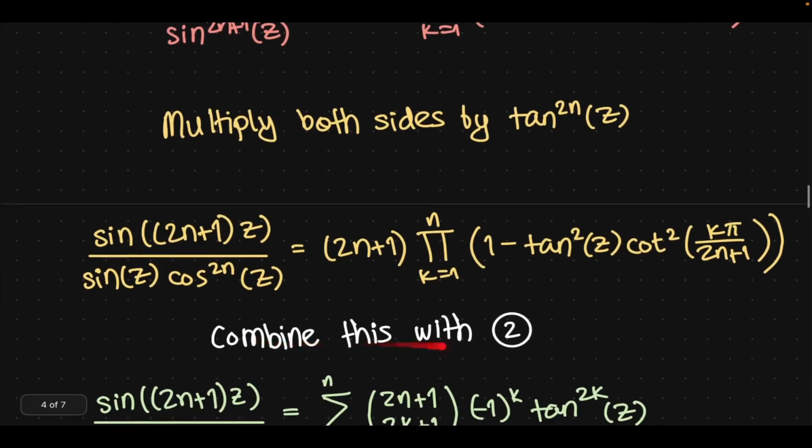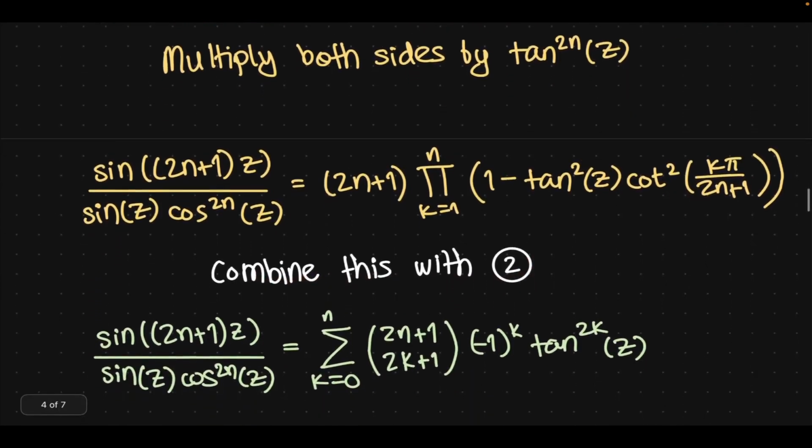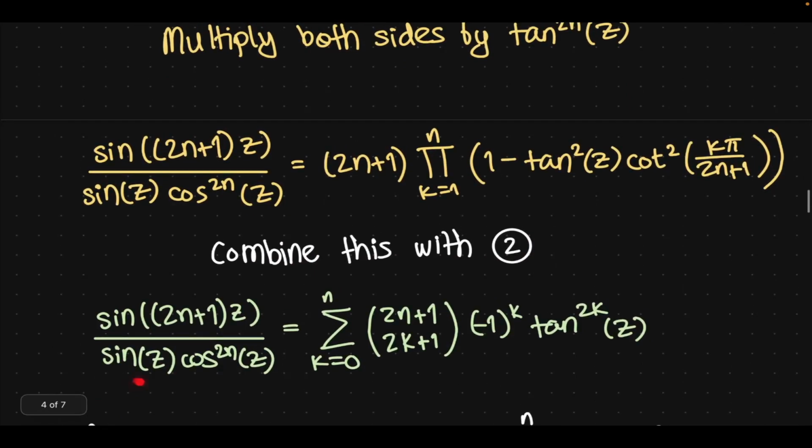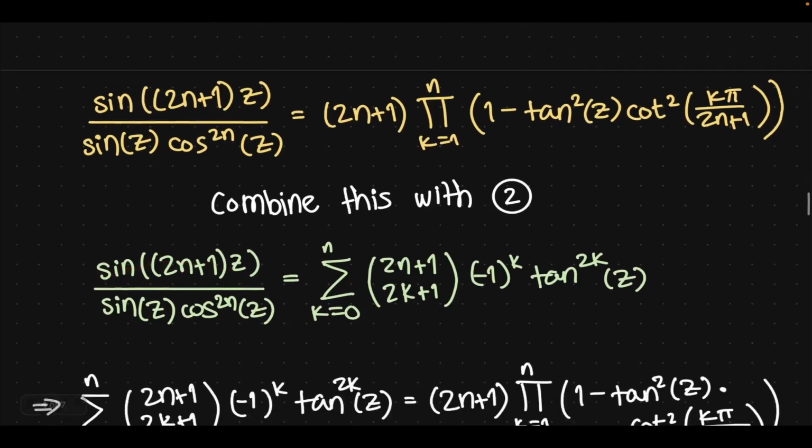Now combine this with equation 2. What was equation 2? Well, I'm going to write that down for you. Equation 2 was just this: sine of 2n plus 1 of z over sine z times cosine to the 2n of z equals the sum from k equals 0 to n of 2n plus 1 choose 2k plus 1 times minus 1 to the k tan to the 2k of z. So you see the left hand side is the same in this yellow equation and also equation 2, which is the green equation I've written down.